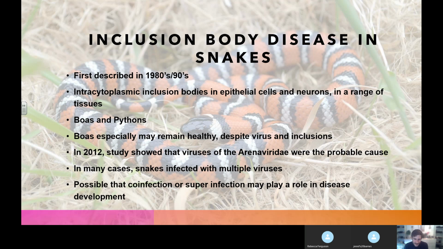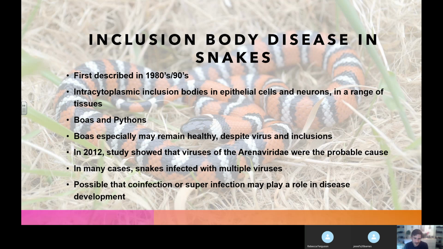Boas seem to have a slightly different clinical disease syndrome to pythons, in that boas especially may remain clinically healthy for many, many months, sometimes years, even though they're infected with this virus and they've got the inclusions. Whereas pythons typically, but not always, will show a much more rapid disease syndrome once they're infected, and you're more likely to see clinical signs and potentially mortality and deaths within a few months.